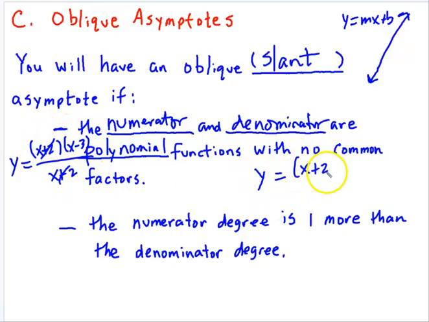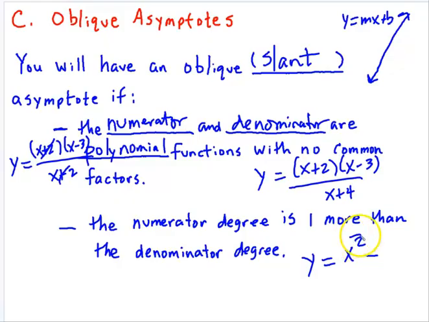I got everything factored. I have no common factors. Okay, now I've got the potential of having an oblique asymptote, but it's not just that. The next thing to be on the lookout for, in order to be an oblique, is the degree of the numerator has to be exactly 1 number higher. Okay, if it's this, I'll make this to the third. That's 2 degrees higher. I don't have to worry about an oblique. It's got to be exactly 1 degree more.